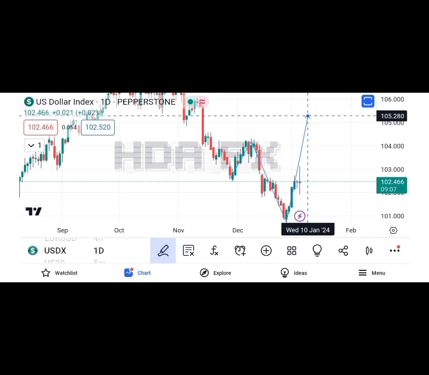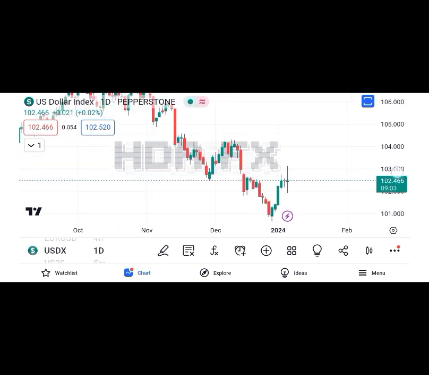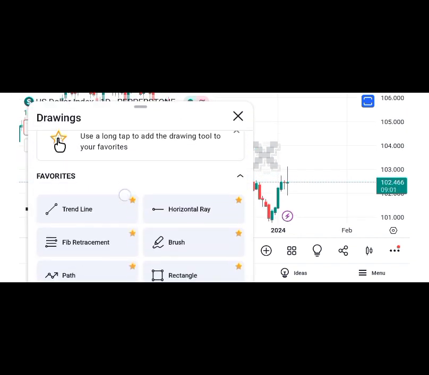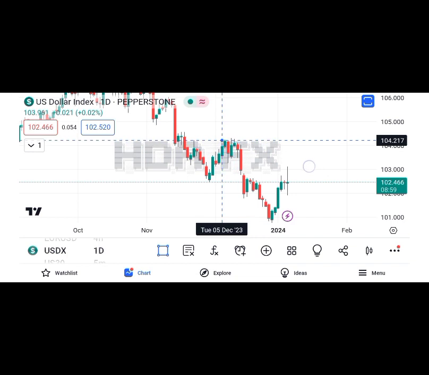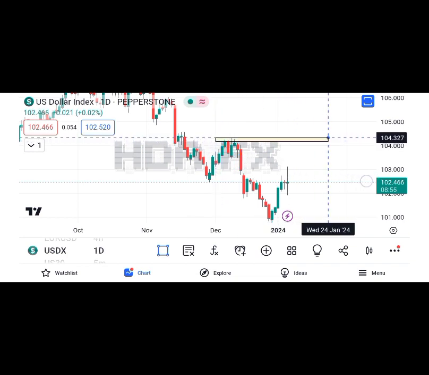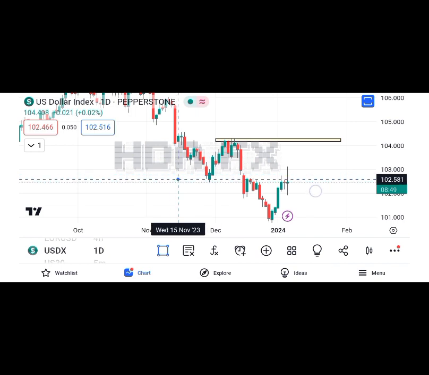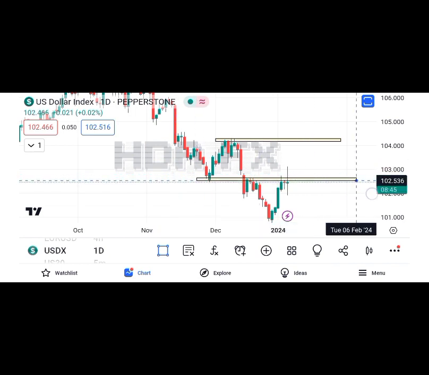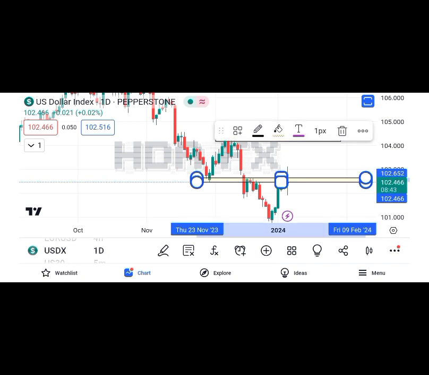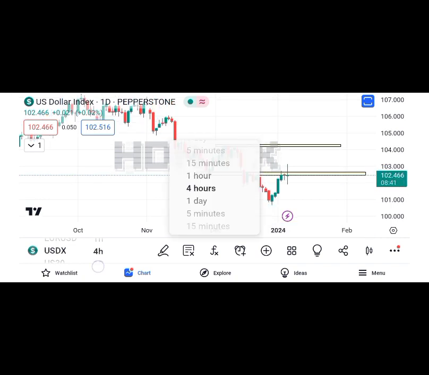But let's move down to a lower time frame and see. On the daily time frame also, we can have some key levels. On the daily time frame, we have this key level here. We have this beautiful key level here, and also another key level here, and another here. So moving down to the 4-hour time frame.